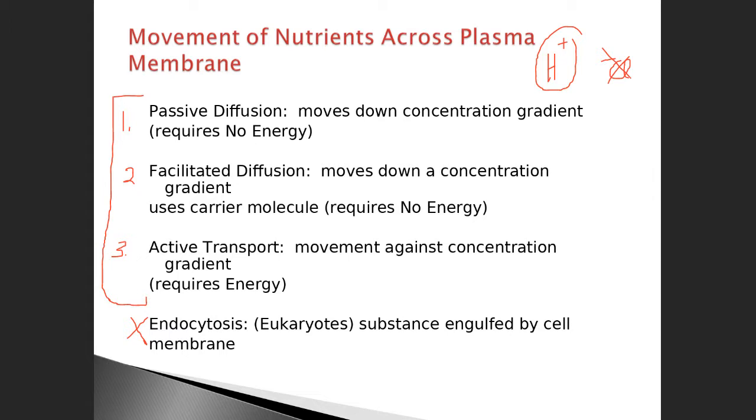Once the gradient has dissipated, because the concentration on the outside of the cell versus the inside of the cell is equal, then diffusion doesn't work. And then active transport takes over. Active transport is a movement of nutrients against a concentration gradient, right? So it goes from an area of lower concentration on the outside of a cell to an area of higher concentration on the inside of the cell.